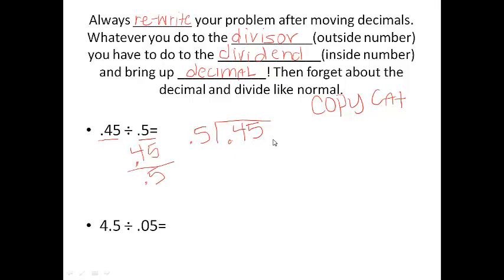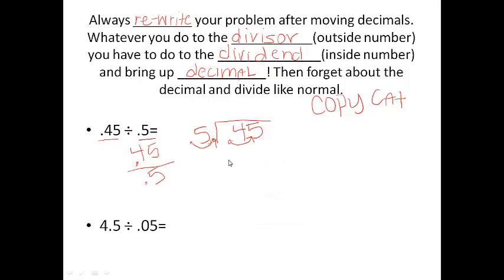Now, here's our problem. You cannot divide until you make this number, the divisor, a whole number. Okay, so how many places are we going to have to move the decimal to make it a whole number? Very good, one time, okay? So one time over, so this becomes 5, and then whatever you're going to do, I'm going to do. So 0.45 has to copy. It's going to copycat, okay? So you're going to move it one time this way, okay? So we're both moving it the same way and exactly the same thing, okay?